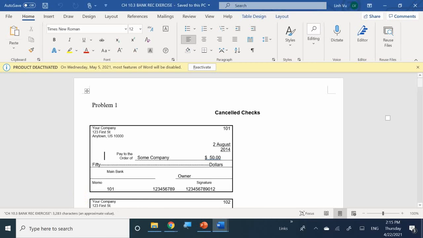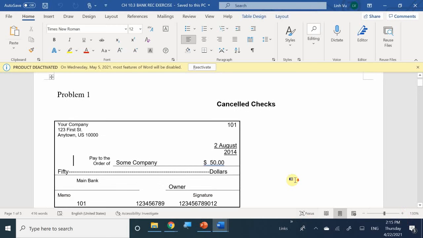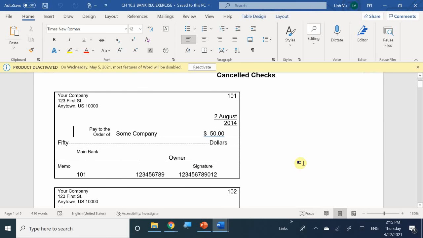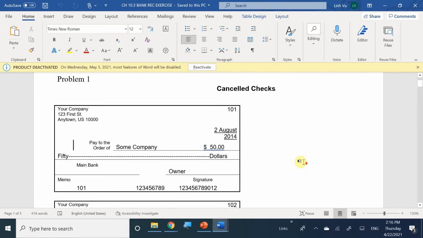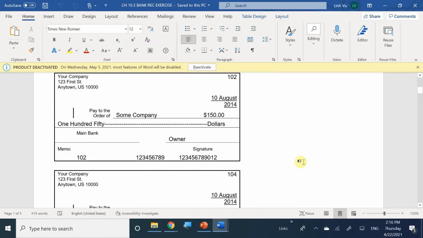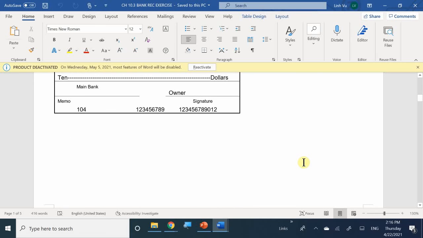So go ahead and open up your bank reconciliation problem 1. The first thing that you should see is basically a copy of your checks. It says checks that are canceled. Ignore that. This is just so that you can see your checks that you've written out. Once again, usually you should have a copy of your checks or at least a copy of your checkbook.